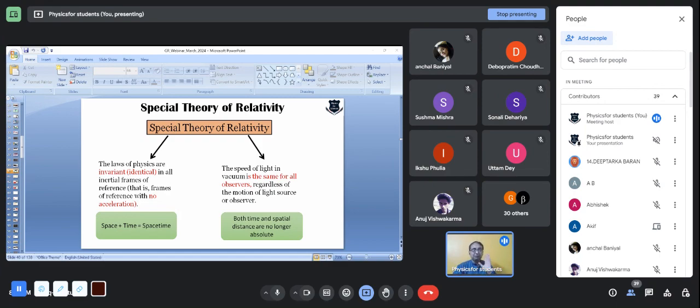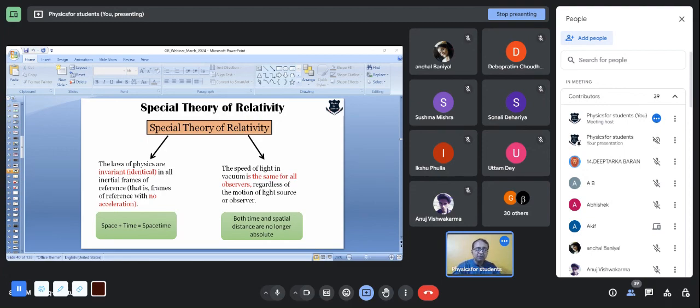Now, I would like to draw the attention of all the participants who are listening to me. I'm very thankful that you're listening attentively. What I have written on the left hand side, that the laws of physics are invariant and identical, I should not write the word identical. That is a mistake.